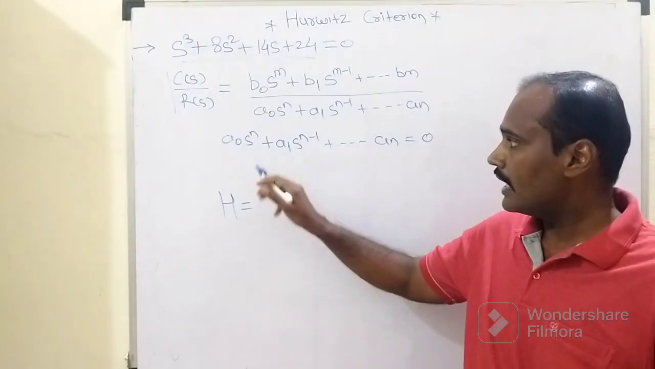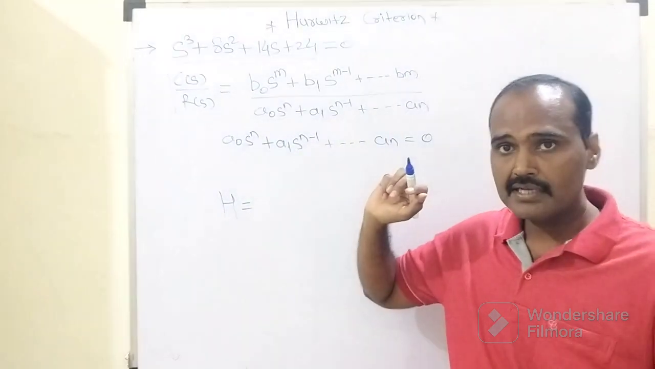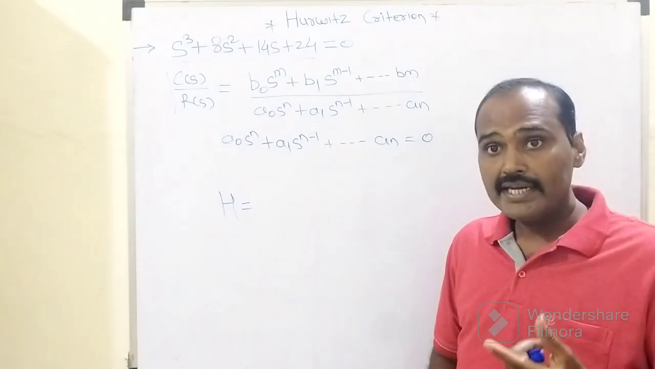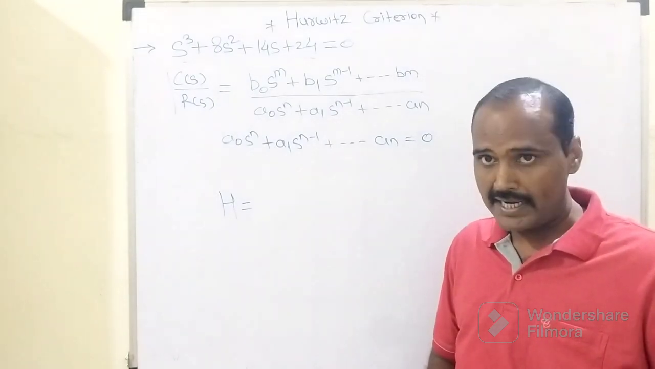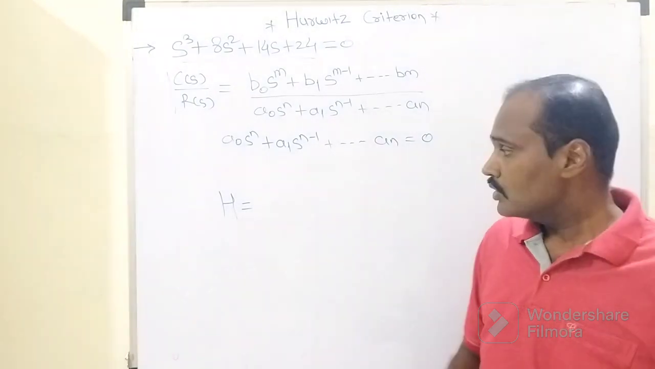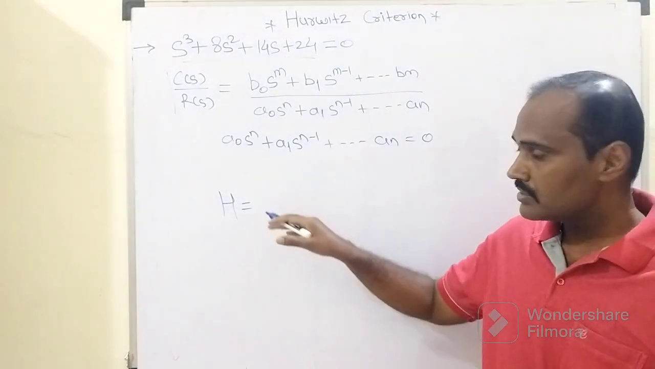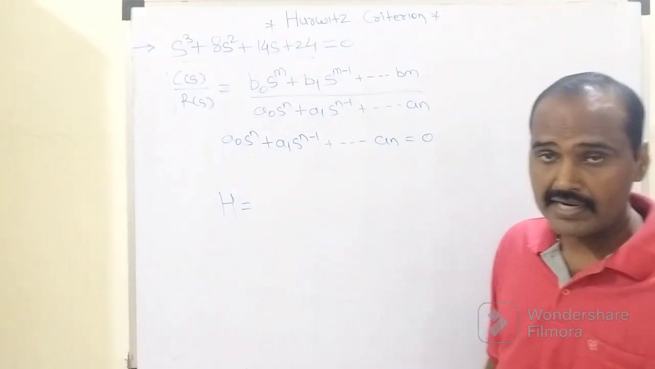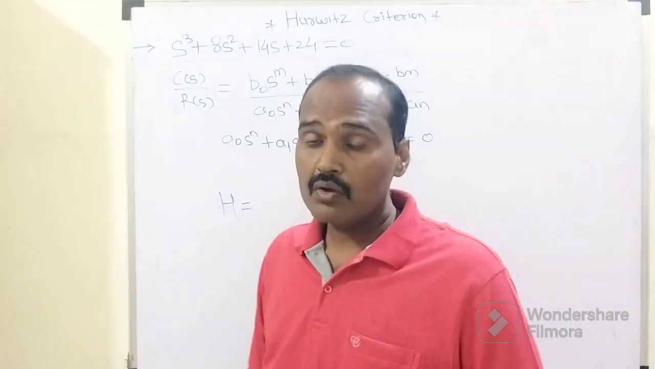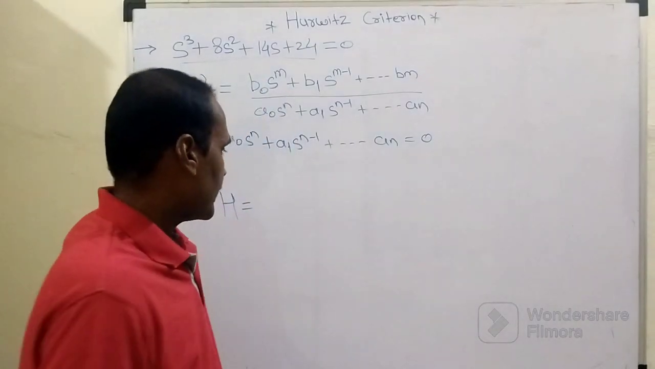Now as we know, the highest degree of S is n, right? So for that purpose we need to declare the n by n Hurwitz matrix. As you can see, as far as this Hurwitz matrix is concerned, after that we need to define or declare the coefficients of this Hurwitz matrix, right?